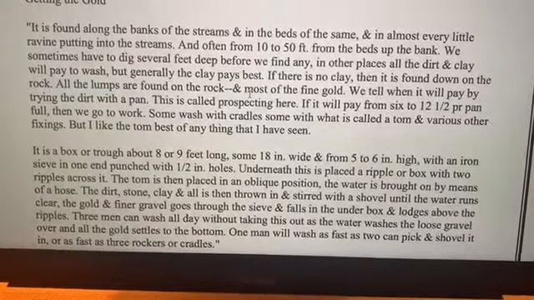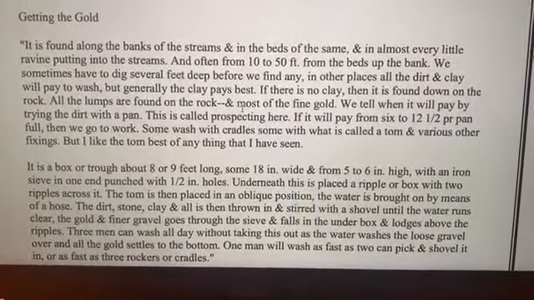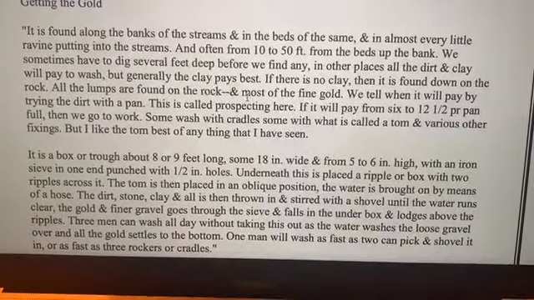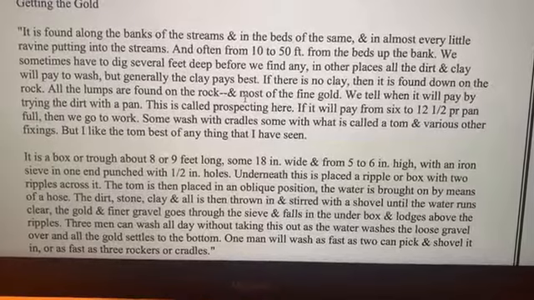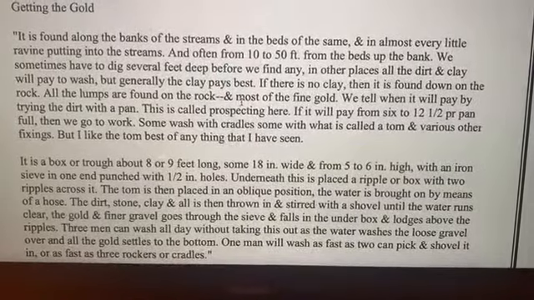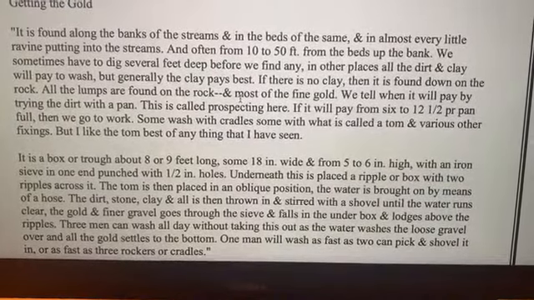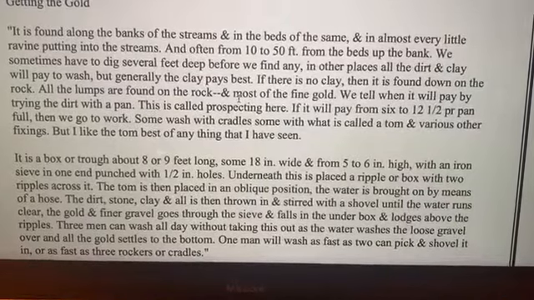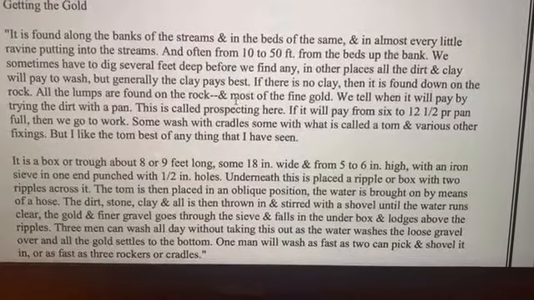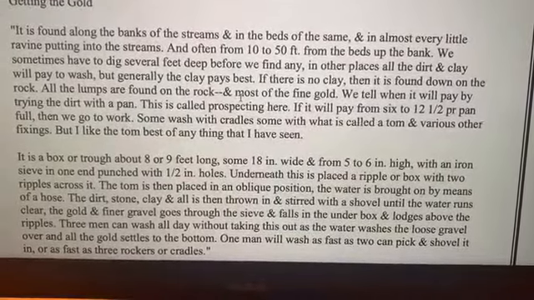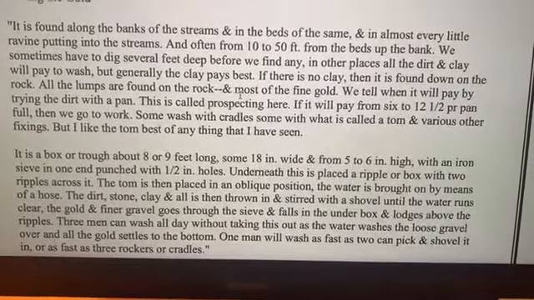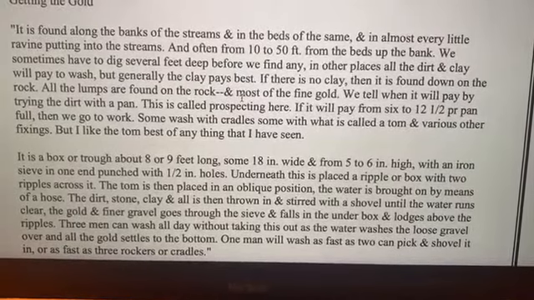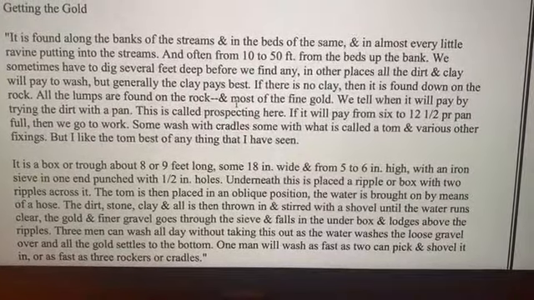We sometimes have to dig several feet deep before we find any. In other places, all the dirt and clay will pay to wash, but generally the clay pays best. If there is no clay, then it is found down on the rock. All the lumps are found on the rock, and most of the fine gold. We tell when it will pay by trying the dirt with a pan. This is called prospecting here. If it will pay from 6 to 12.5 per pan full, then we go to work.